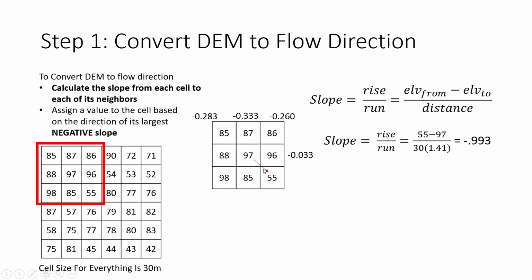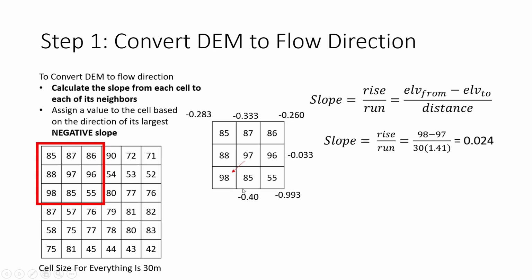Because what I want to do is look at what happens when we reach the cell that is the lowest value, this 55 here. So going from 97 to 55, we take the elevation of the cell we're going to, which is 55, minus the elevation of the cell we're coming from, which is 97, divided by the distance, which again is 30 meters, the cell size of the image, times, because we're at a diagonal, the scaling factor. That gives us negative 0.993, which so far of the values we've calculated is far and above the most negative. So we record that. We keep going around.